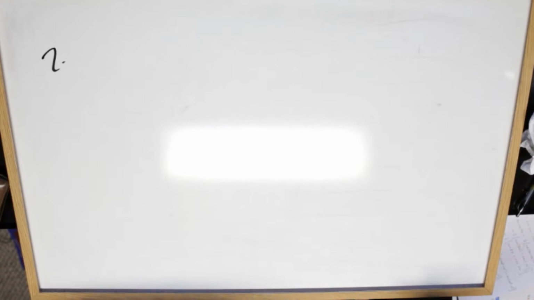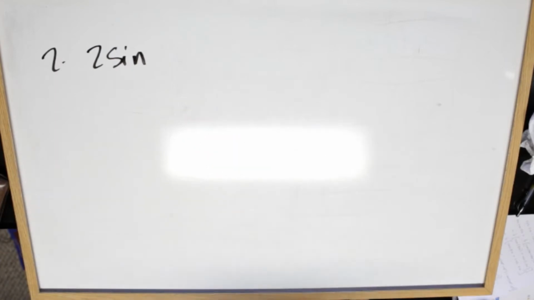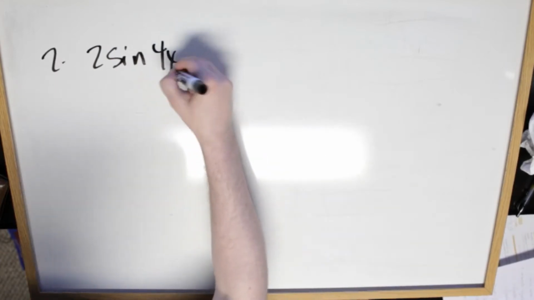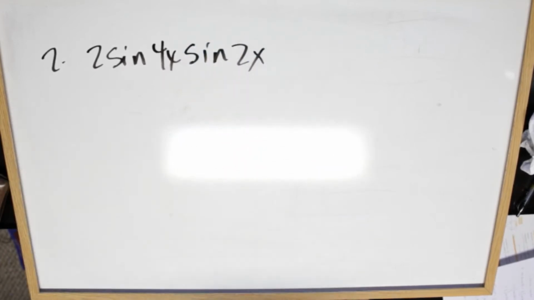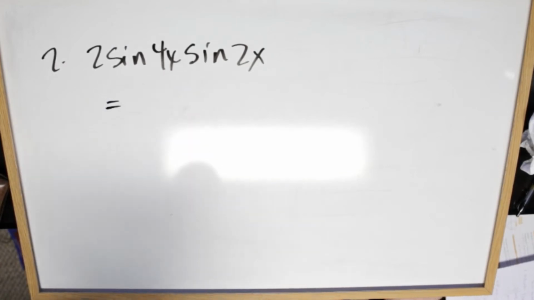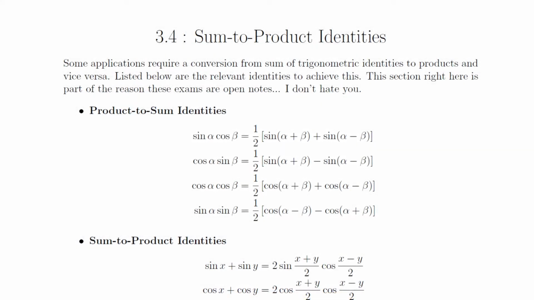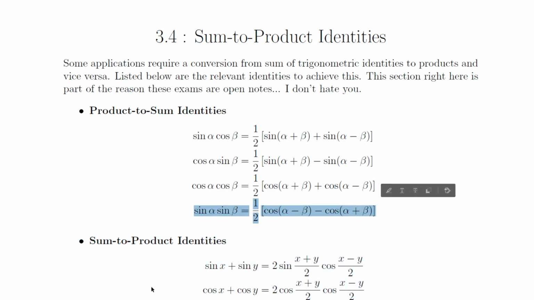So question number 2. In these questions, it's asking us to write each expression as a sum or difference of two functions. So question 2 is giving us 2 sine of 4x, sine of 2x. And when you have something like this, really you're just using the conversion. So sine of 4x, sine of 2x. If I flip back to my notes, I'm going to be using this guy right here. So this is the formula we're using for this example.